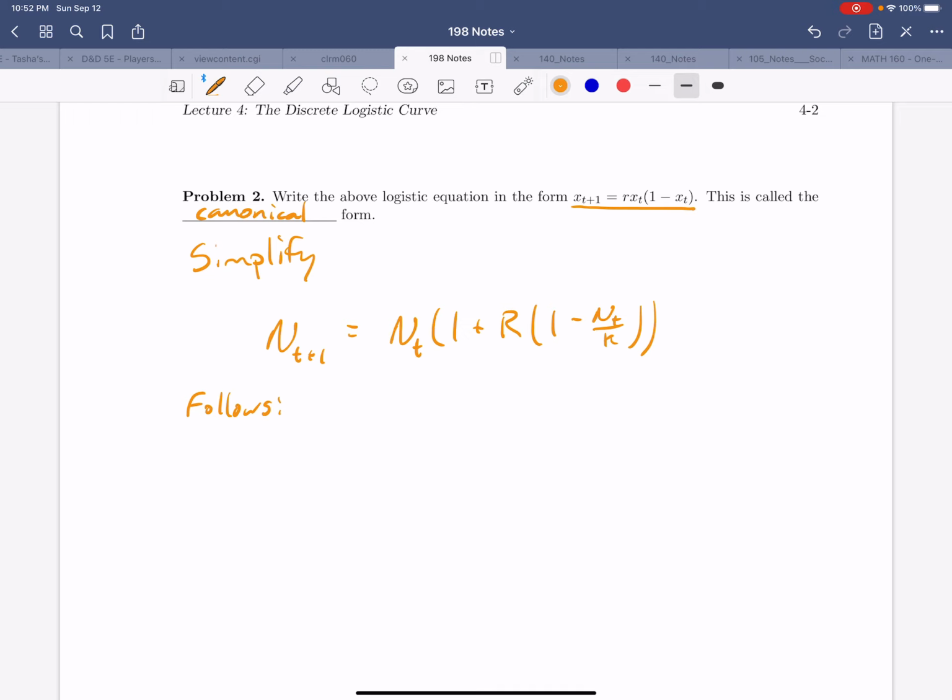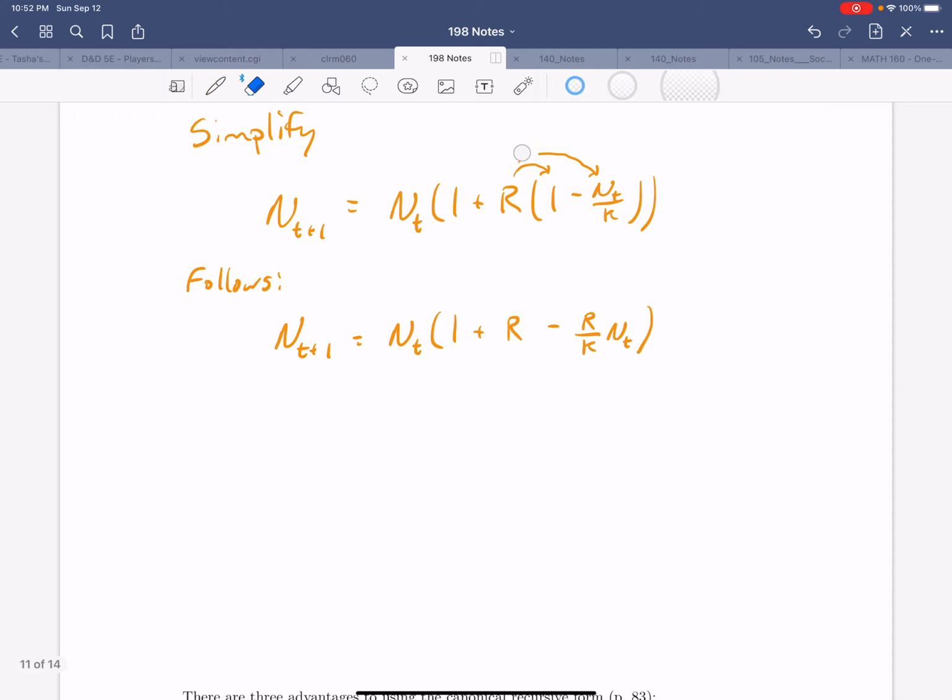First off, it might make sense to multiply the stuff in the parentheses. Keep that N of t on the outside because that looks okay. So we're going to distribute the r there and there, and we're going to get this. So that's what we did right there.